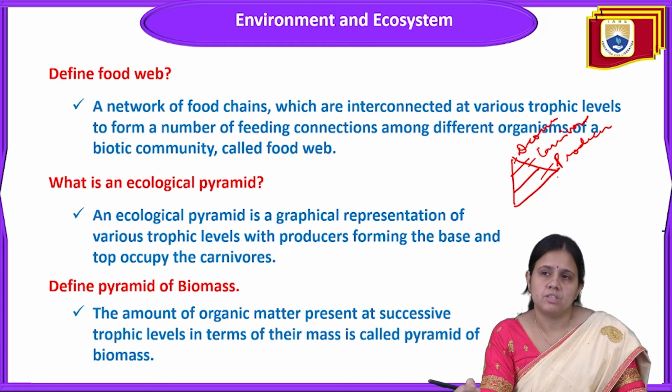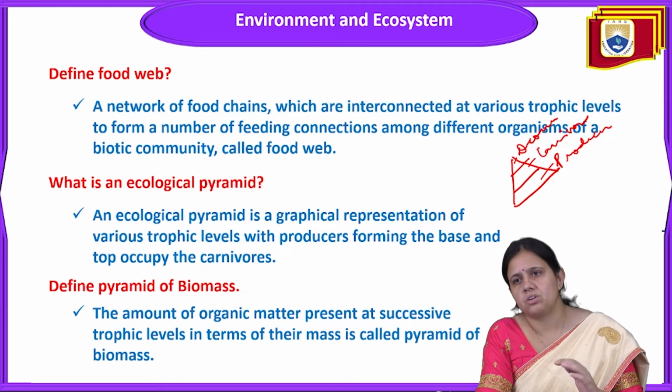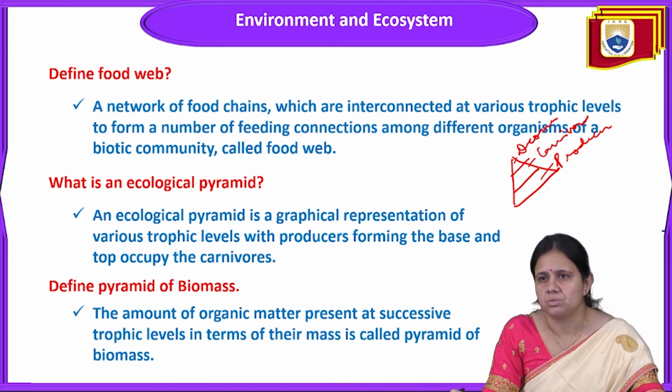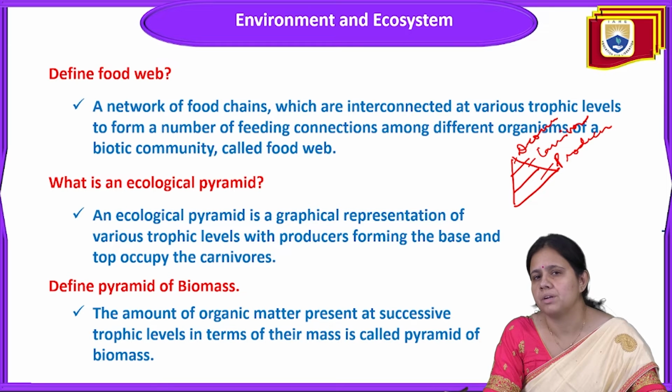The base starts with the producer, then carnivores and then decomposers, and the first trophic level, second trophic level and third trophic level. Like this it goes on reducing, and producers are generally more in number, and then the consumers come, which we will discuss in the next slides, like the structure of this pyramid. So generally we can call an ecological pyramid a graphical representation of various trophic levels with producers forming the base and the top occupied by the carnivores.